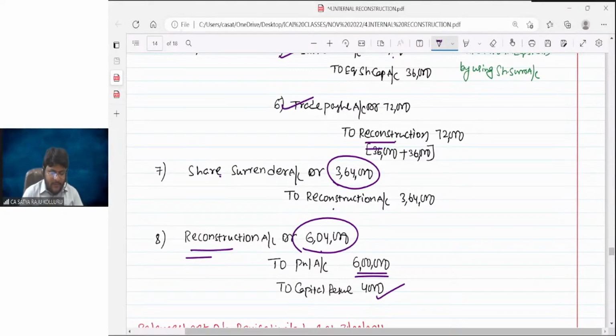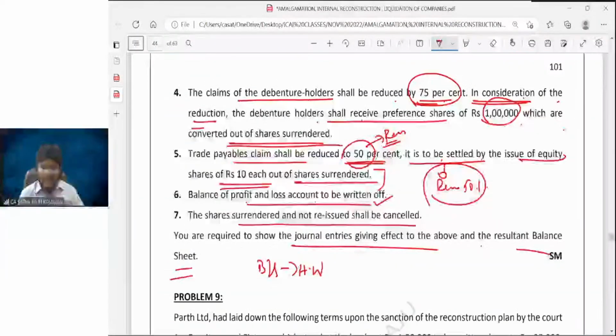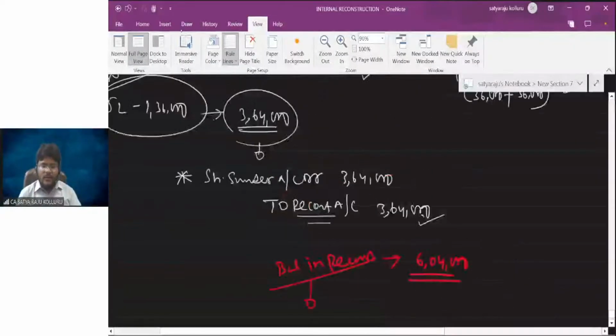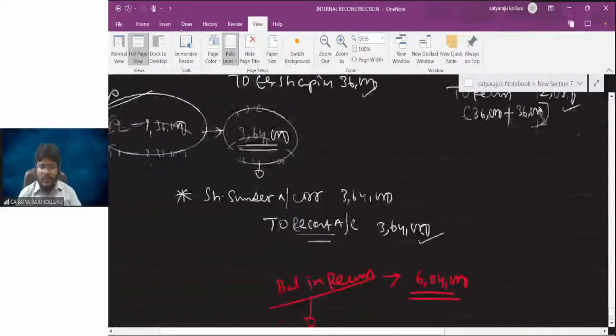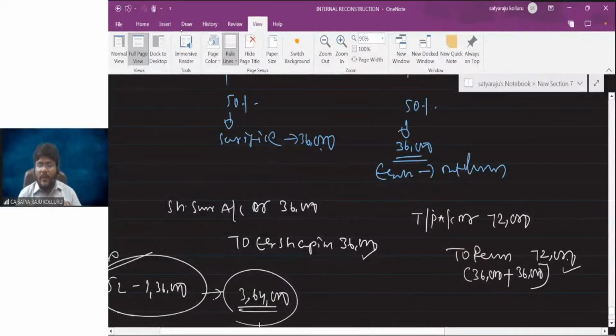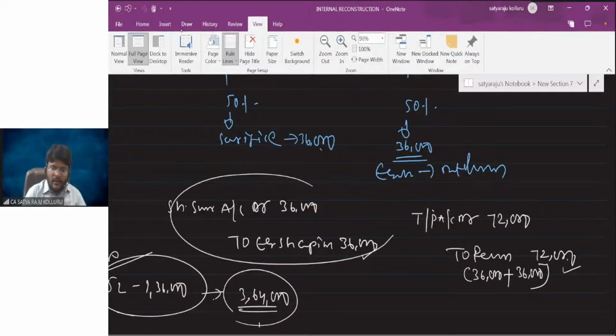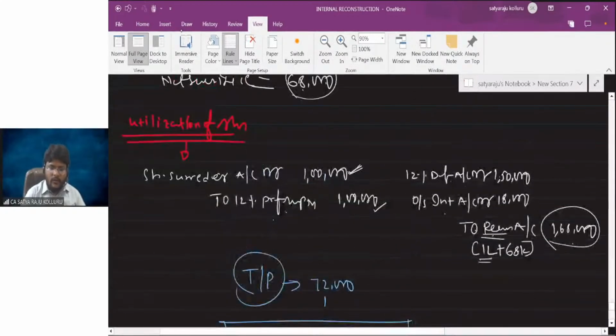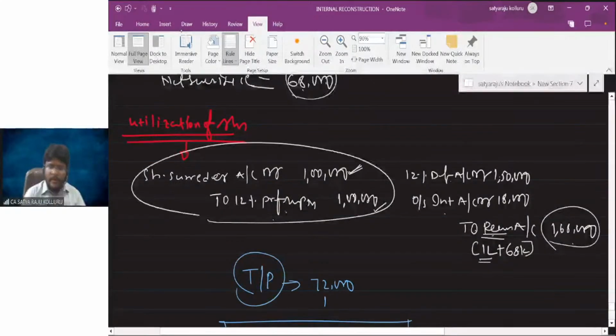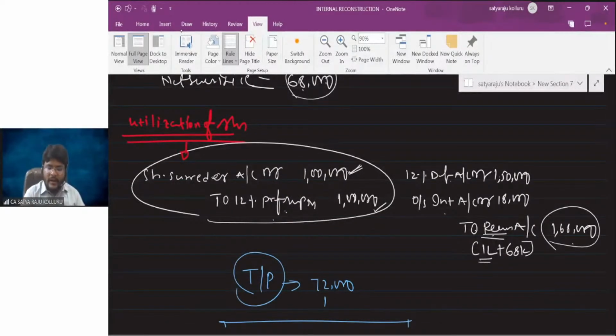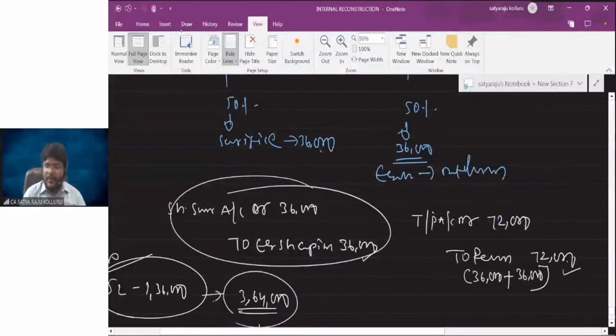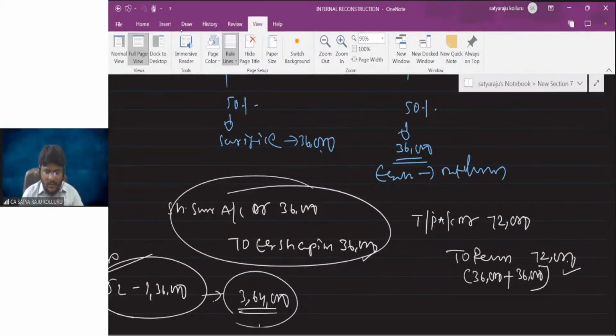Sir, can I merge the entry of share surrender utilized for trade payables and debenture? Yes, you can merge, but that will create a lot of confusion. It is always recommended to write separately. One doubt he's asking: sir, share surrender to equity share capital you wrote 36,000, and share surrender to 12% preference share capital you wrote 1 lakh. Now, can I write share surrender account 1,36,000 to 12% preference share capital 1 lakh, to equity share capital 36,000? Absolutely, no one will object. Okay, you can go.